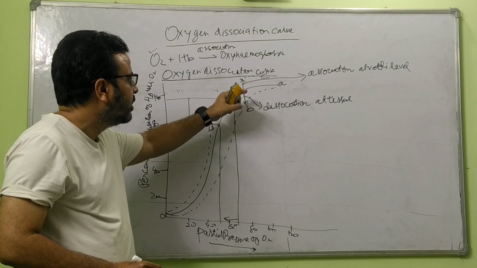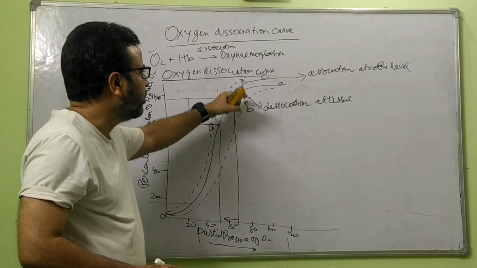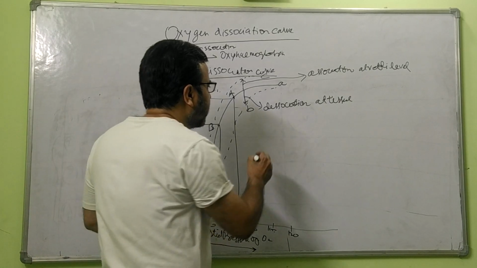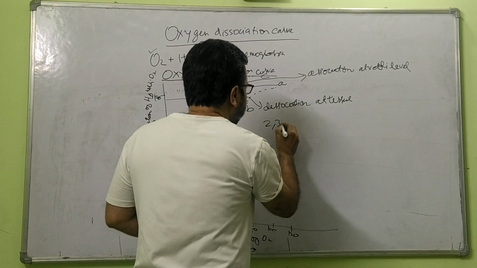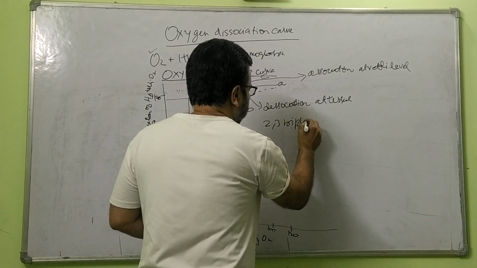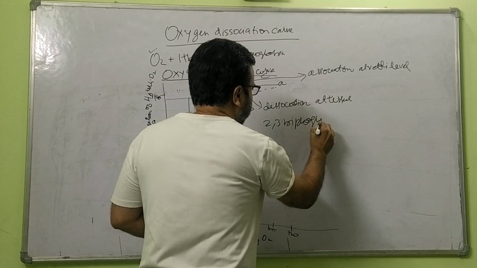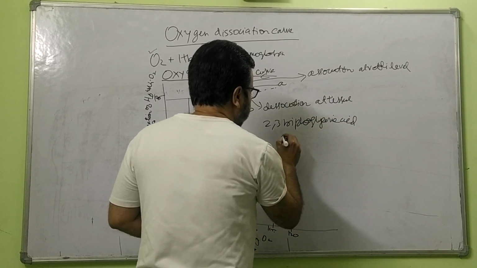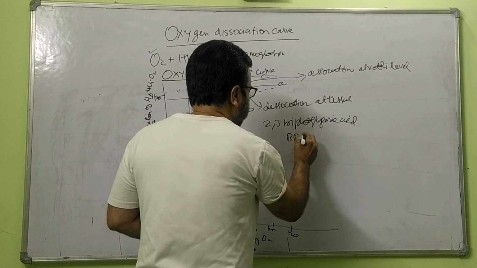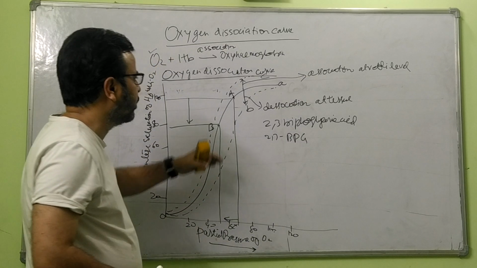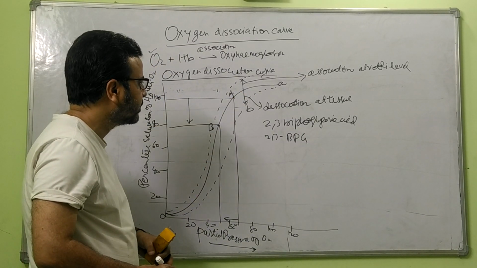This right shift from A to B also has a favorable condition, that is 2,3 biphosphoglyceric acid. 2,3 biphosphoglyceric acid is a favorable condition for right shift.